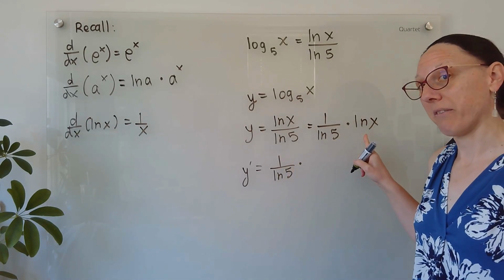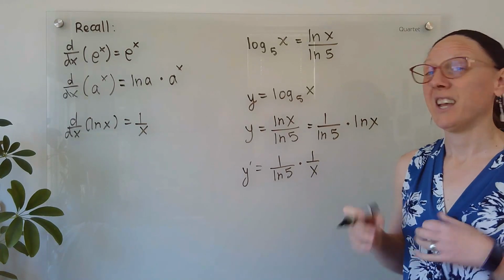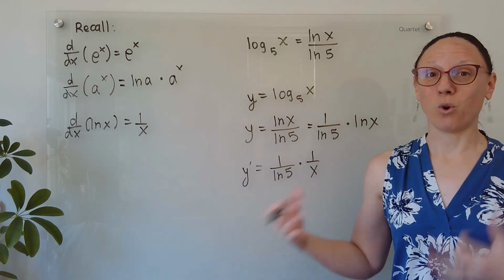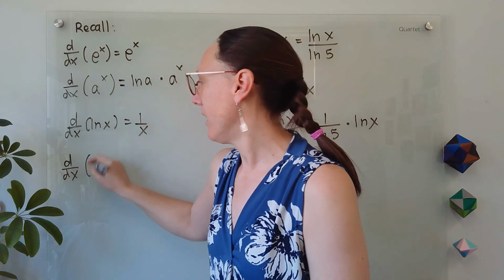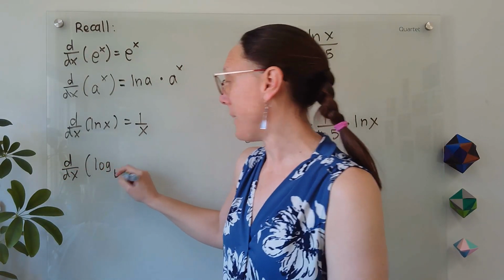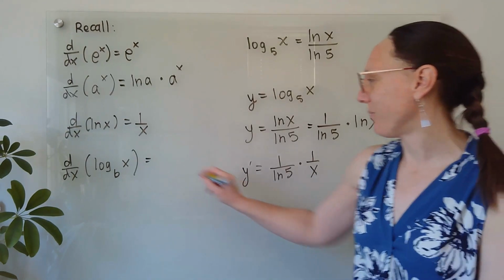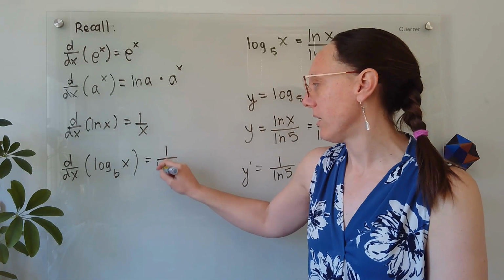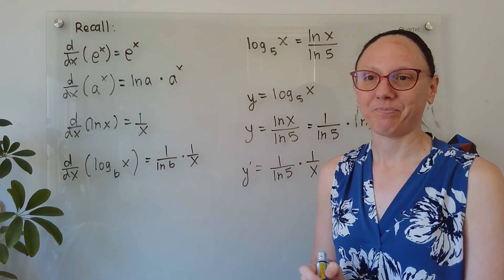And when I take the derivative of natural log of x, I get 1 over x. So expanding this more generically, if I take the derivative of a log base b of x, this is going to turn into 1 over ln of b times 1 over x.